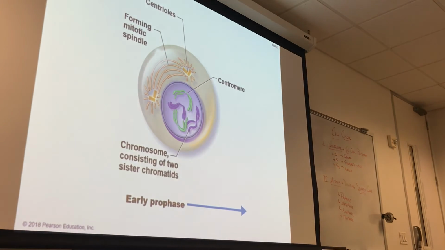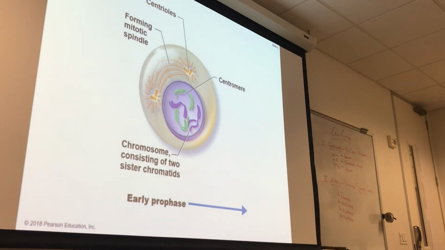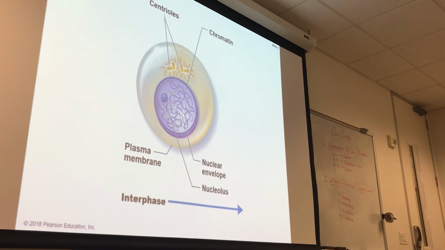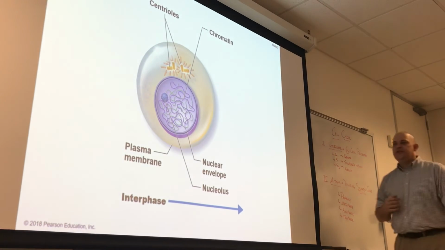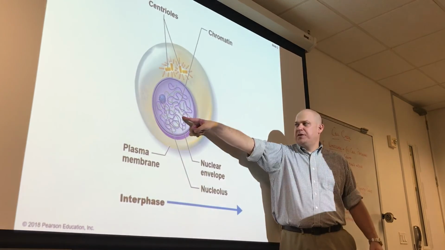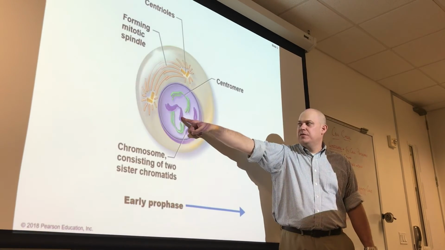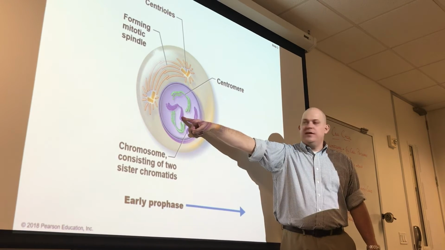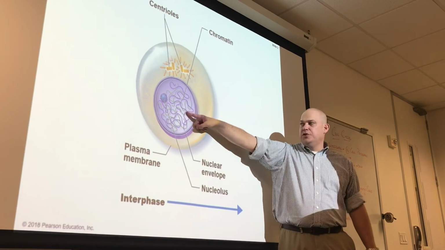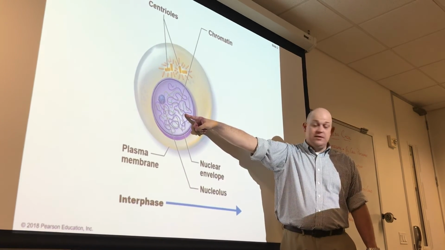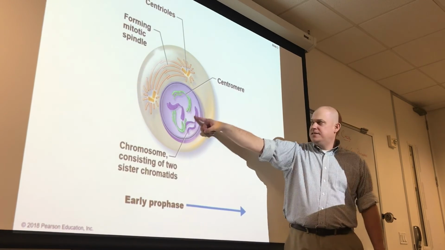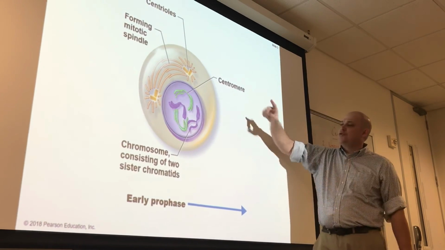Think of them as fishing lines, because ultimately they're going to go fishing. What's the other thing that we see different in the nucleus as we look at this picture and we look here? What's the big difference between the two? The DNA is different. This is loose DNA. We call this chromatin. When it condenses, we refer to these as chromosomes.